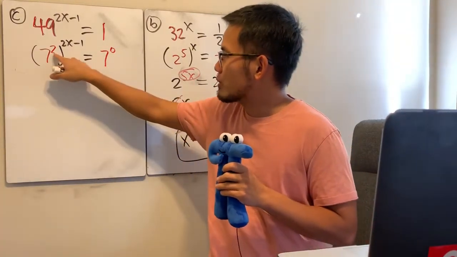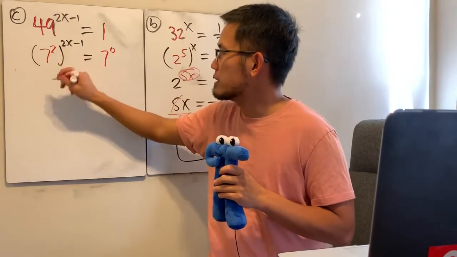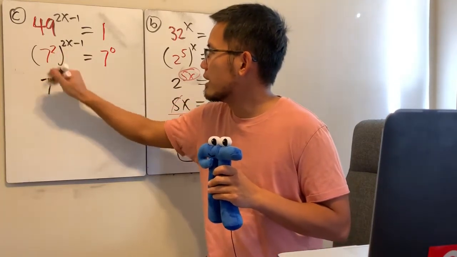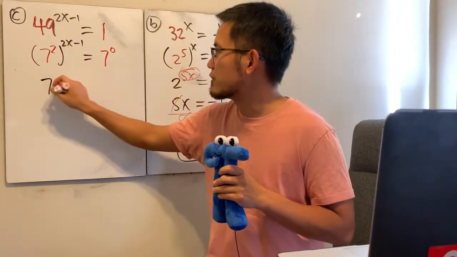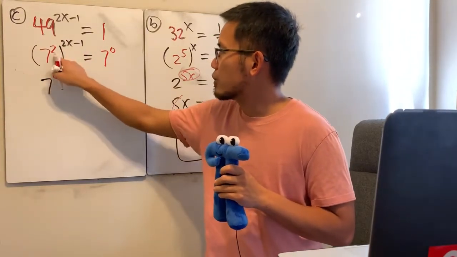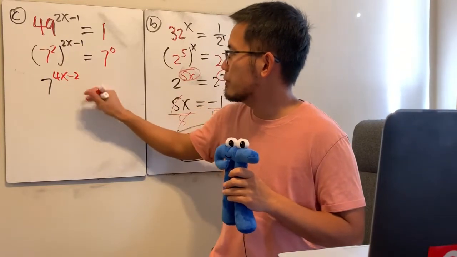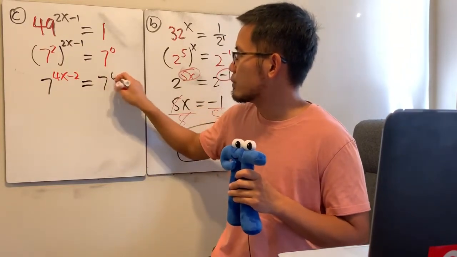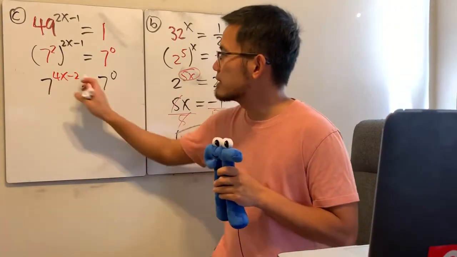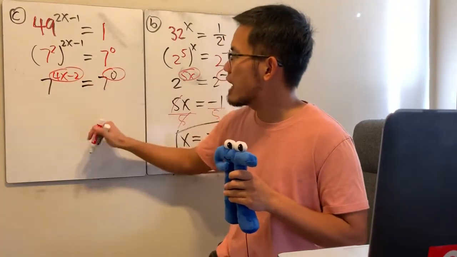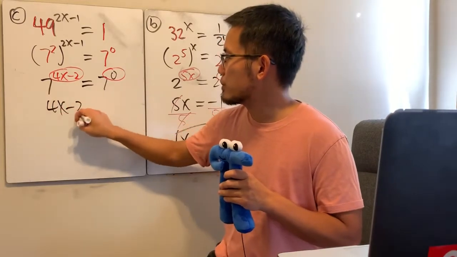And then, right here, do the same thing. We are going to distribute the powers. So here, let me just write down 7. And again, we do 2 times 2x, which is 4x. And then 2 times negative 1, which is negative 2. And this is 7 to the 0th power. Again, both sides have the same base, so the powers have to be the same. 4x minus 2 is equal to 0.